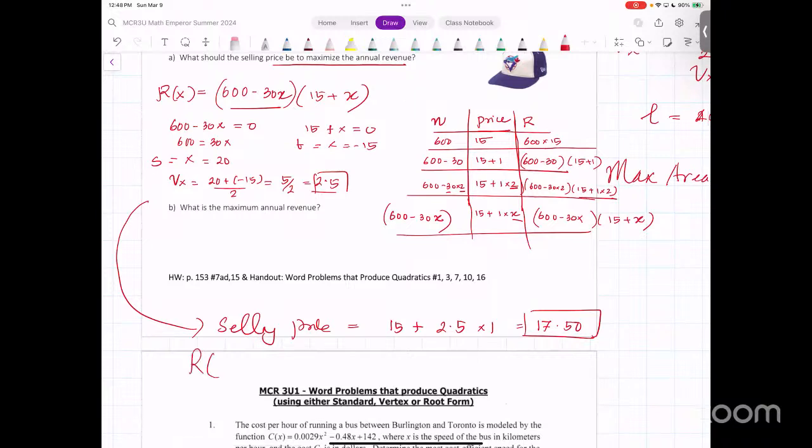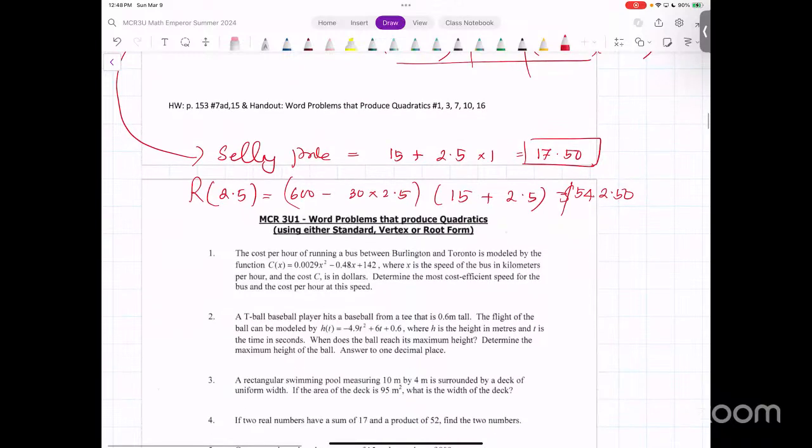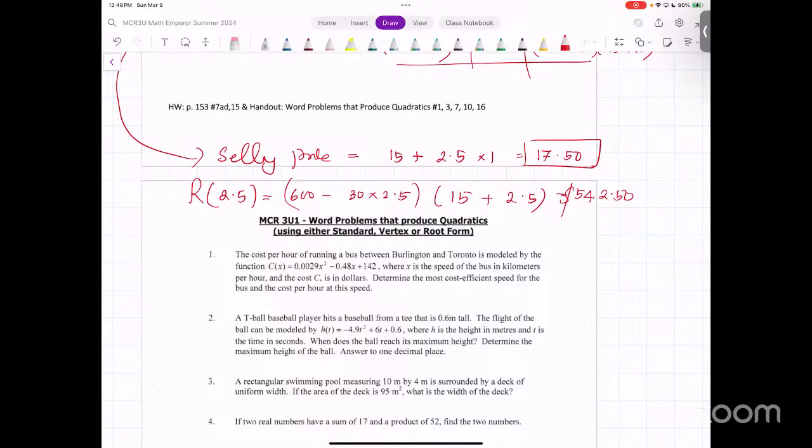Revenue is going to be when x is set back to 2.5. So (600 minus 30 times 2.5) times (15 plus 2.5). You can do the math. So (600 minus 30 times 2.5) times 17.5, that is 542.5. Okay. Following the math, what's happening?